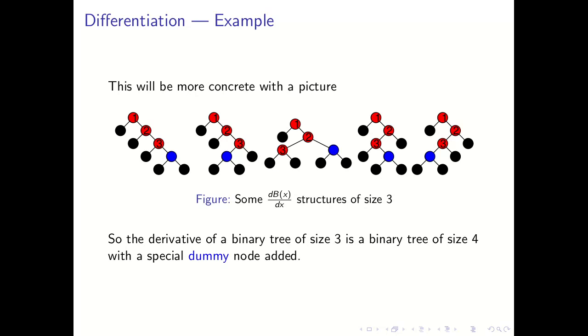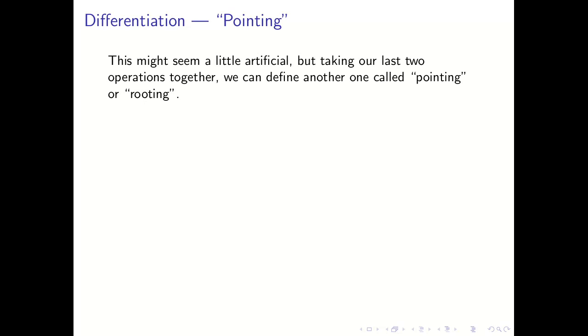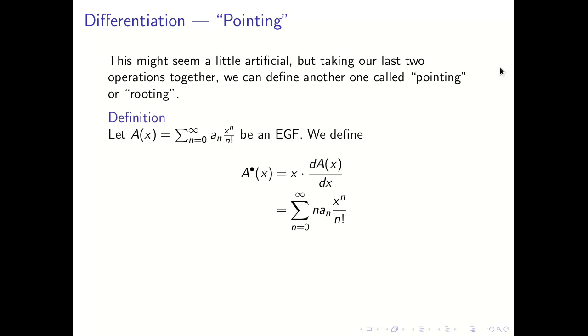But before I do that, I want to talk about taking multiplication and differentiation and doing them together in one operation. This is the operation that I would call pointing. If I have some exponential generating function a, I'm going to define this by saying take the derivative of a and then multiply it by x. And if you power through the notation, you'll see that what this gives you is the sum over all n of n times a sub n, x to the n over n factorial.